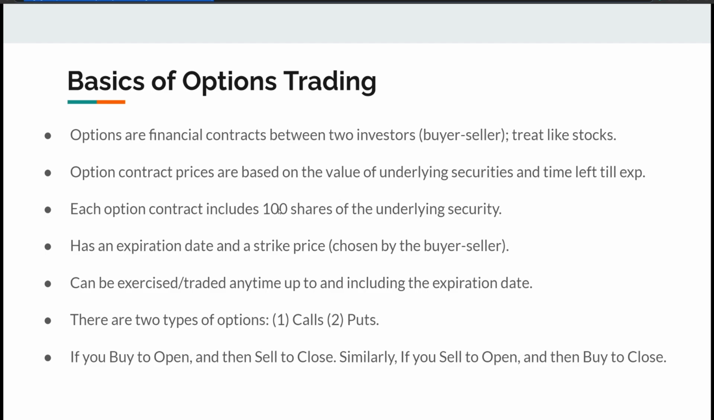If the stock price hits the strike price, the buyer gets to exercise their right, and the seller has to meet their obligation if the buyer exercises it. Okay, the options can be exercised or traded anytime up to and including the expiration date. There are two types of options, calls and puts. You're going to see them all throughout the video.